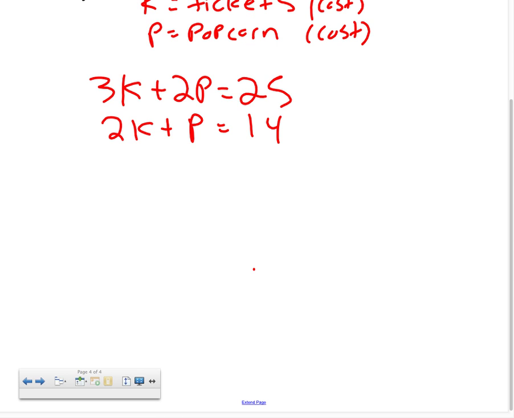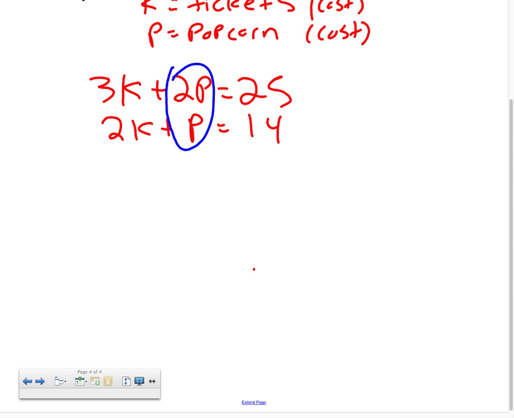Well, if we take a look at it here, the p's are the ones that immediately stand out to me because they are pretty close to being cancelable. I have a 1p down here and a 2p up top, so they're pretty darn close. But I might need to change the bottom one a little bit. So if I could change the bottom p to be a negative 2p, that would be a lot more beneficial for me because then they would cancel. So let's go ahead and do that.